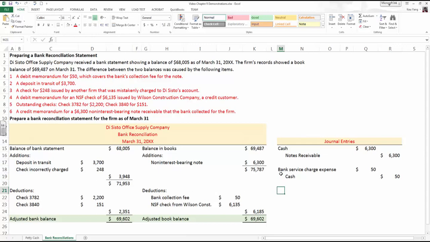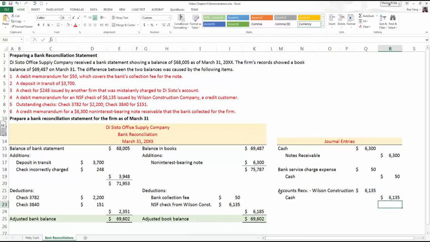Additionally, we have to make another journal entry for the NSF check from Wilson. So we're going to debit an accounts receivable account for Wilson Construction, if I can spell it. And then credit cash for $61.35.